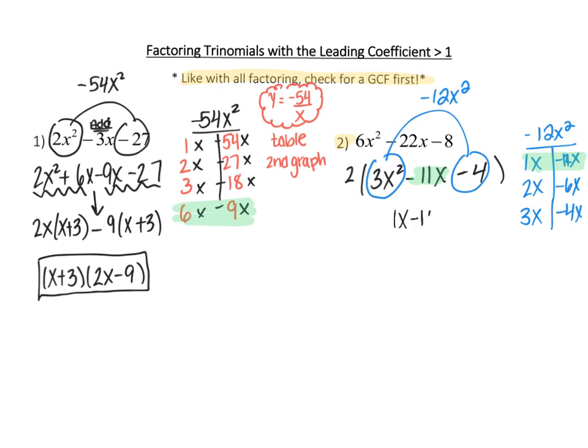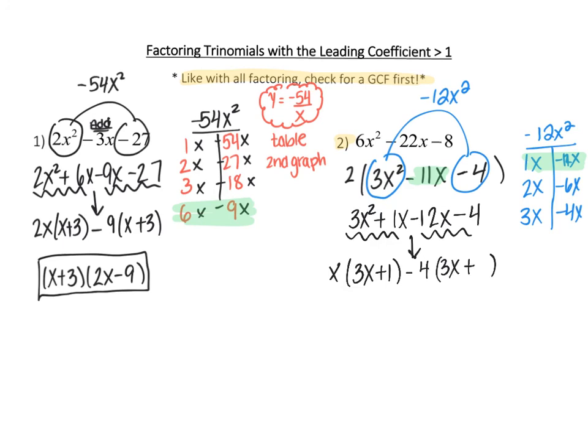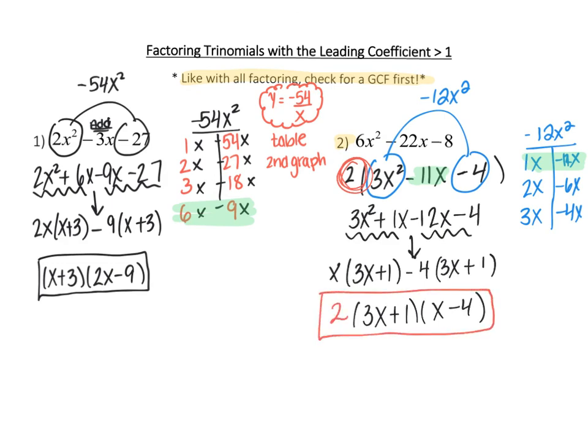So I have 1x minus 12x, bring down my last term and bring down my first term, and factor by grouping. Group the first two, group the second two. So my GCF is x, and I'm left with 3x plus 1. Here my GCF is negative 4, and I'm left with 3x plus 1. So I have 3x plus 1 and x minus 4 as my final factors. Just don't forget to bring out this GCF of 2, and that is your final answer.